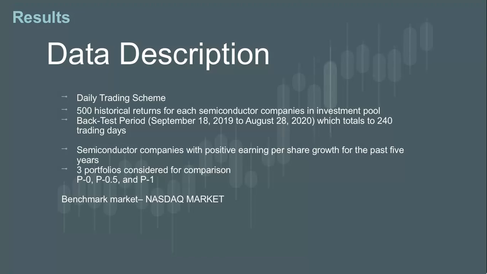0, 0.5, and 1 are assigned as the weight for the portfolio. As the weight approaches 1, the investor becomes more optimistic and hopeful. Lastly, the 3 portfolios were compared to the benchmark.